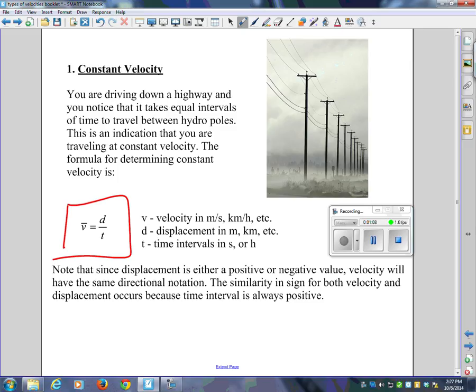Where V is the velocity in meters per second, kilometers an hour, and so on. D is displacement in meters, kilometers, and T is time intervals of seconds or hours. Notice, please, that there is a V bar. There's a bar over the V. Okay, and I'll get more into that in a little bit.